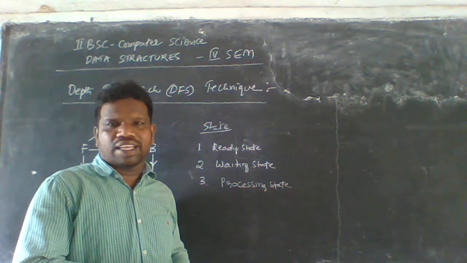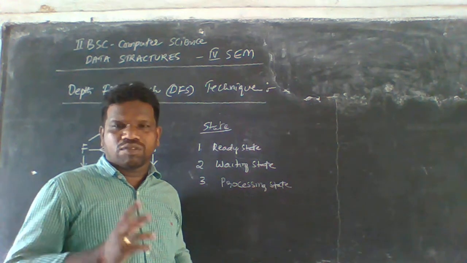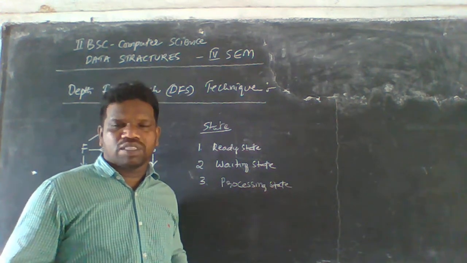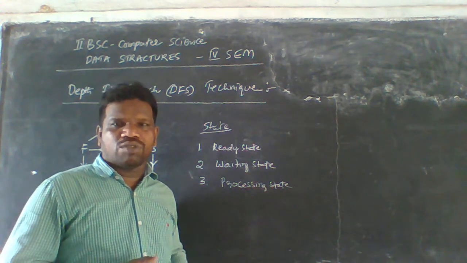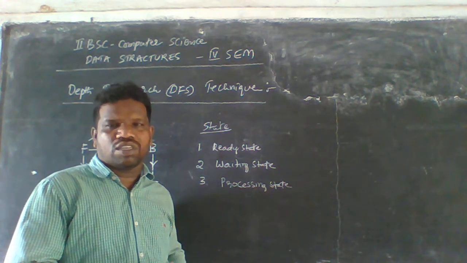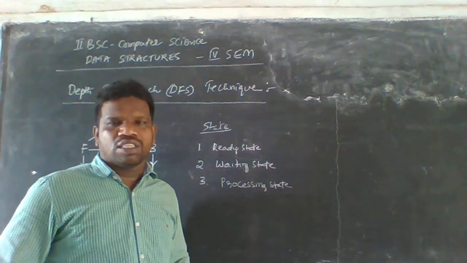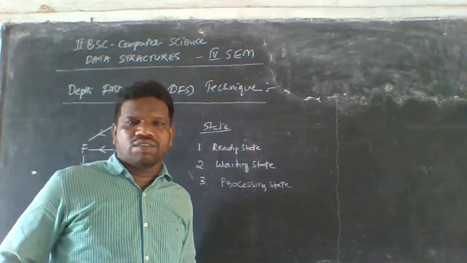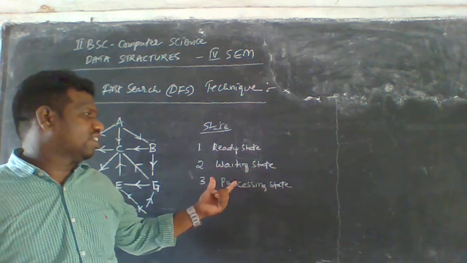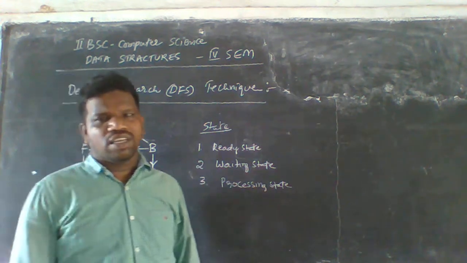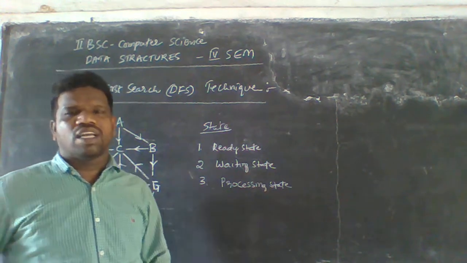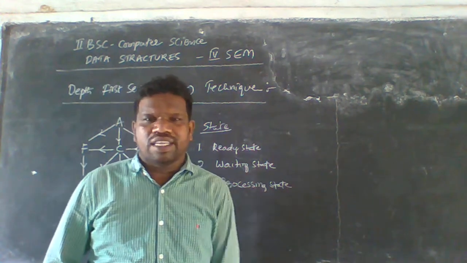So what is an algorithm here? An algorithm is the process of a given problem's solution. It has a number of steps: step 1, step 2, step 3 and so on. The first step is always start and the last step is always stop. By using that we have to use the ready state, waiting state and processing state. In this scenario I'm going to talk about the DFS algorithm.